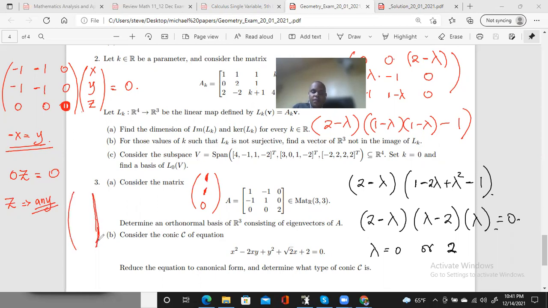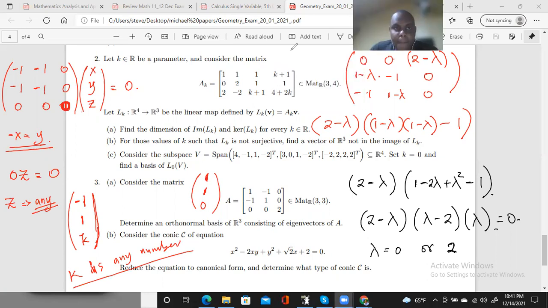How would you write this? I'll just pick 1 to be y, then negative 1 would become x. And then I can write any number for z. Or could I write a letter, like k, which would be any number? Yeah, like this, k, where k is any number. Okay. So those are the eigenvectors of A.